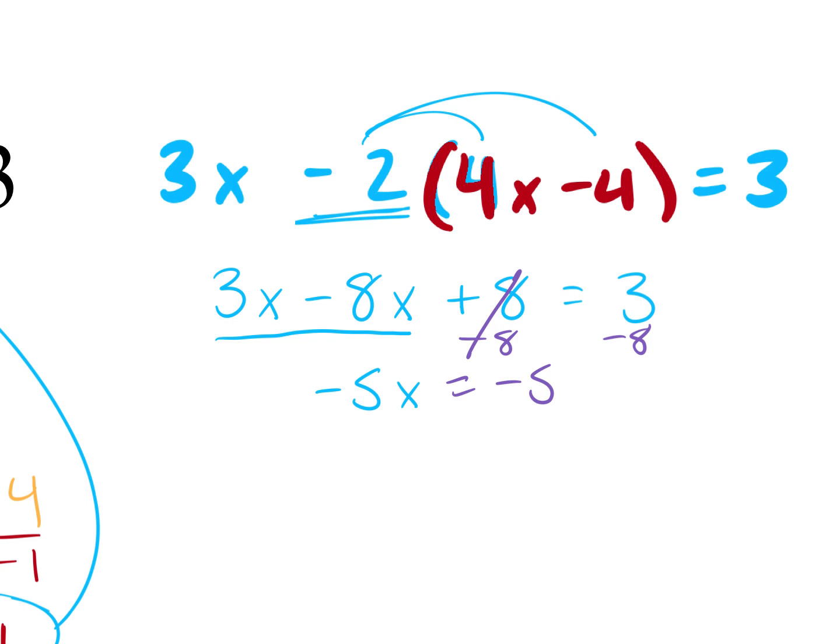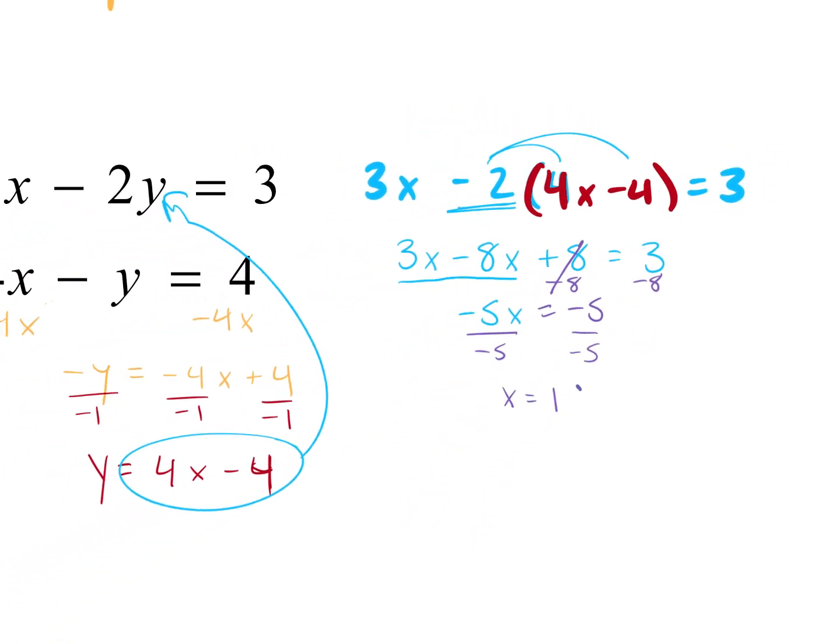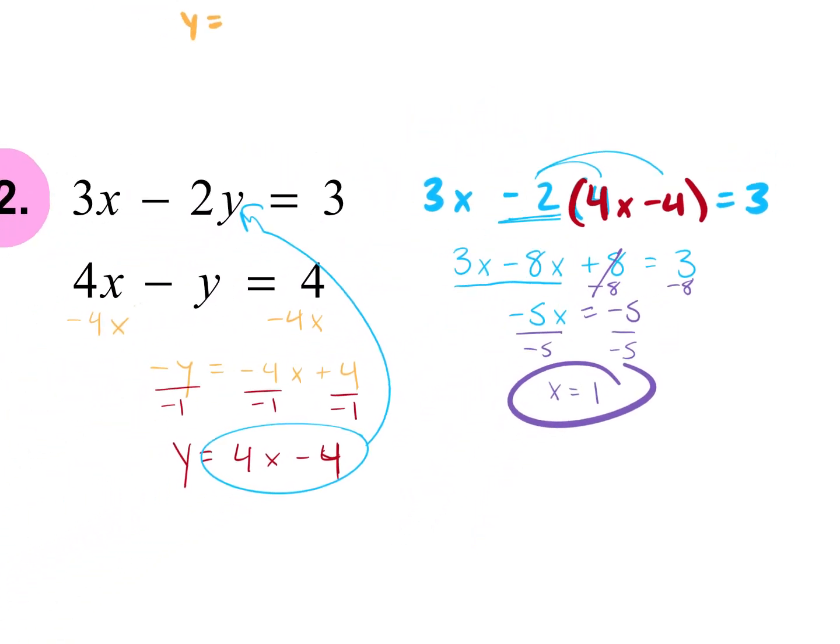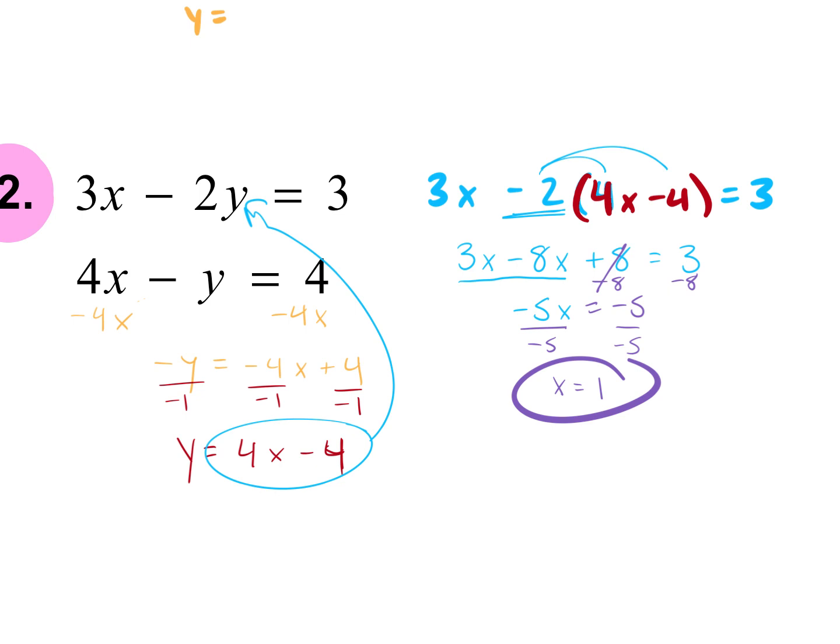What can I do next? Divide by negative 5. Divide both sides by negative 5. So what does x equal? 1. Perfect. Negative 5 divided by negative 5 is 1. So x is 1. What am I missing? Y. How do I find y?